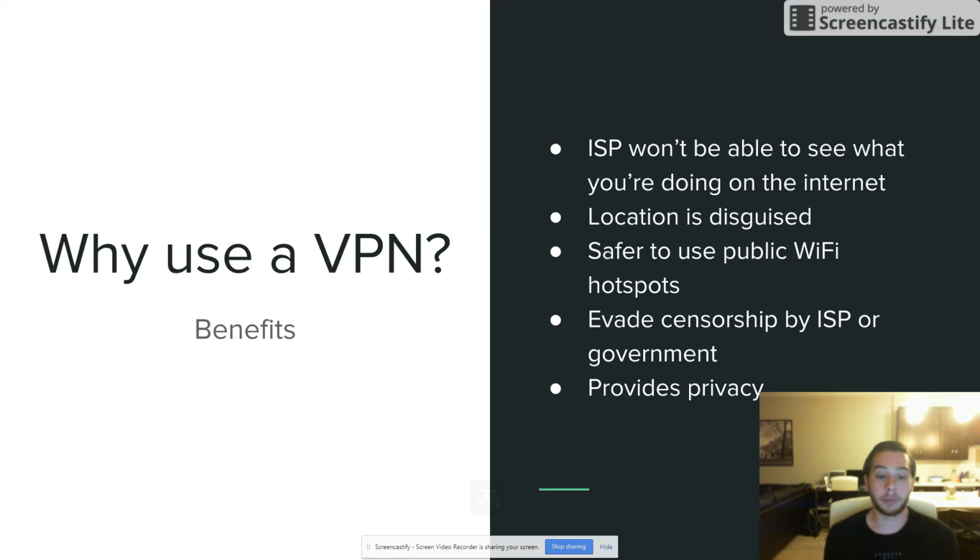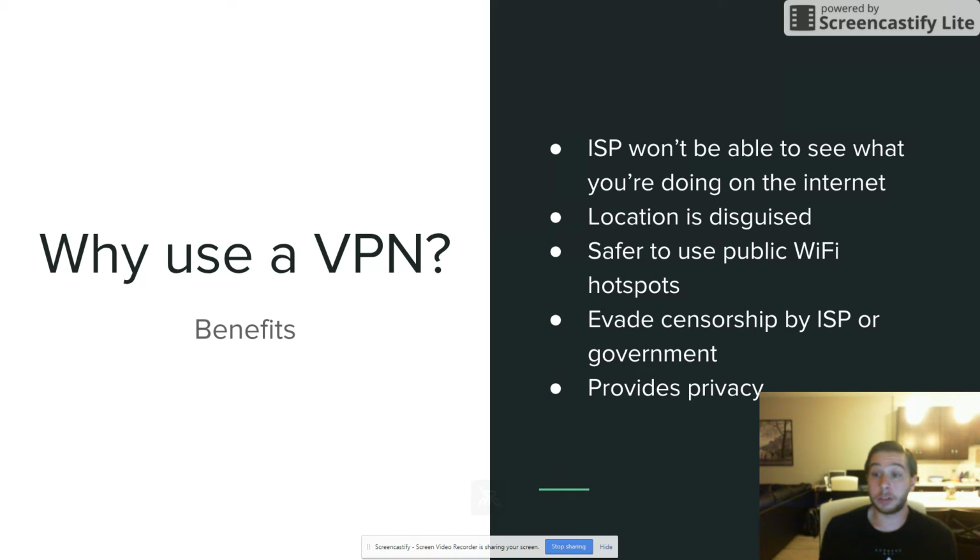It also protects you from them selling your online history. Your location is disguised. Normally you can spoof your location with a VPN and make it look like you're coming from another country or anywhere else you feel. It's safer to use public Wi-Fi hotspots because anyone trying to capture the data going to and from your network isn't going to be able to make any use of the data that they're getting because it's encrypted.